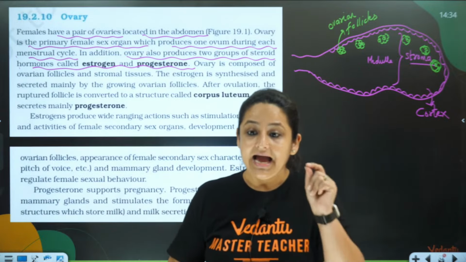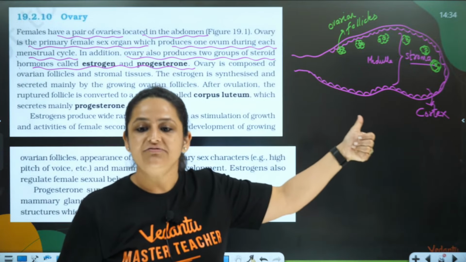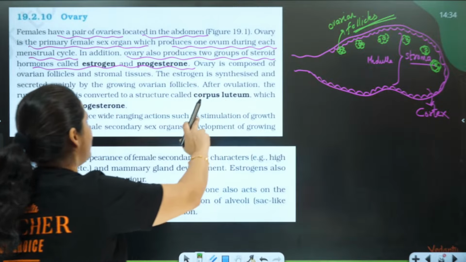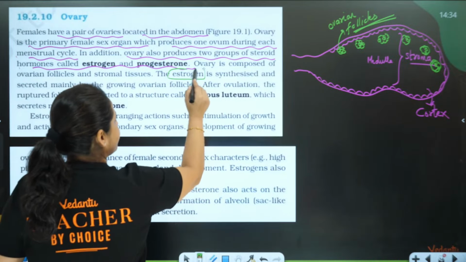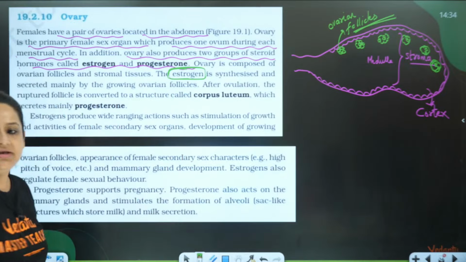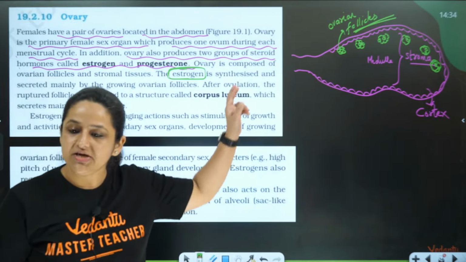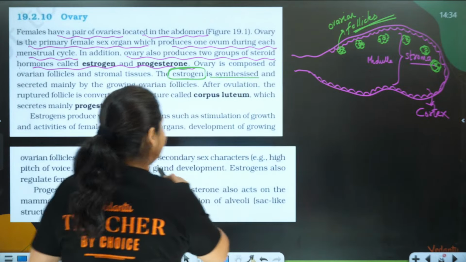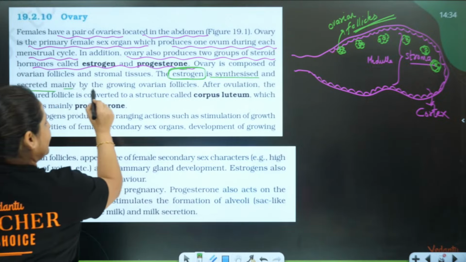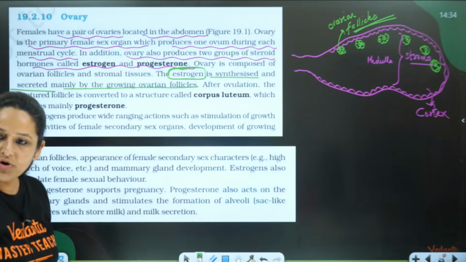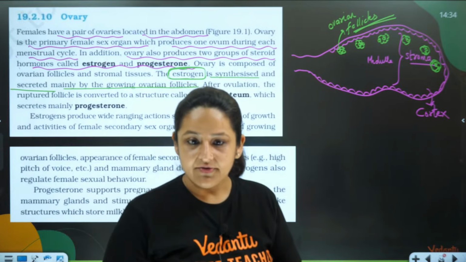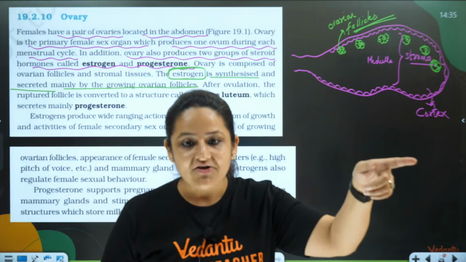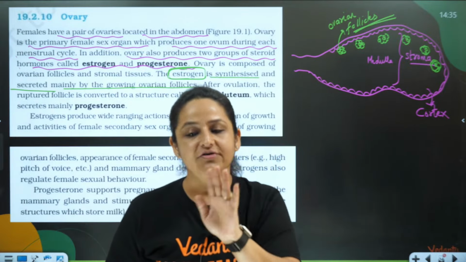Okay, clear? And it is these follicle cells only which are actually releasing the hormone called as estrogen. Okay, it is these follicles only which are releasing the hormone that is called as estrogen. So see what they have written, estrogen is synthesized and secreted. Synthesized means formed and secreted means released mainly by the growing ovarian follicles. Okay, the growing follicles are going to release out estrogen. What is estrogen going to do? Same job that testosterone is doing in the case of males, same function, right? Estrogen is doing in the case of females.